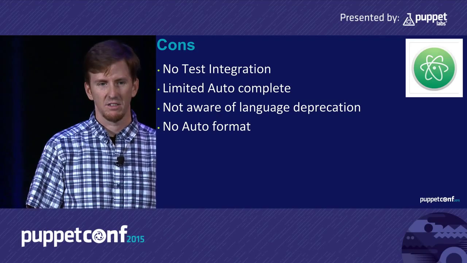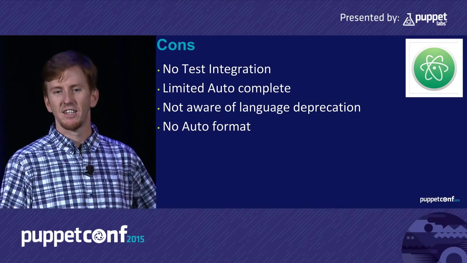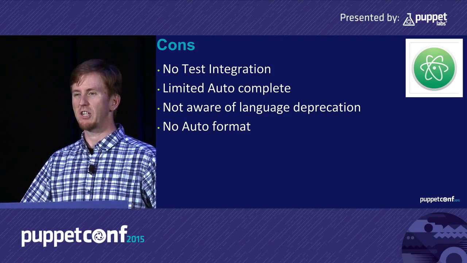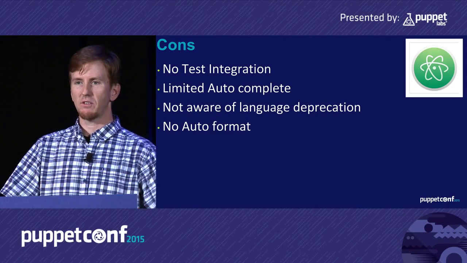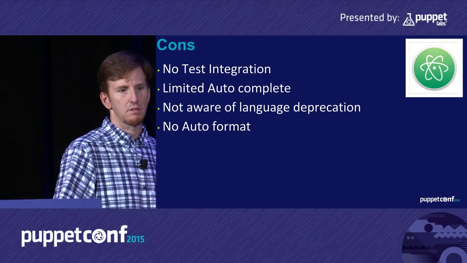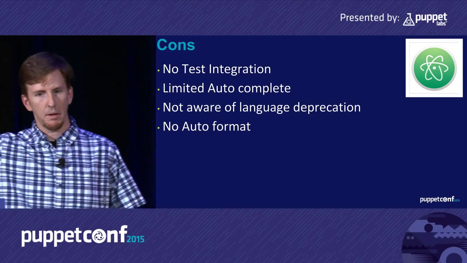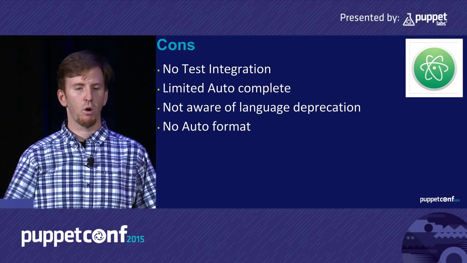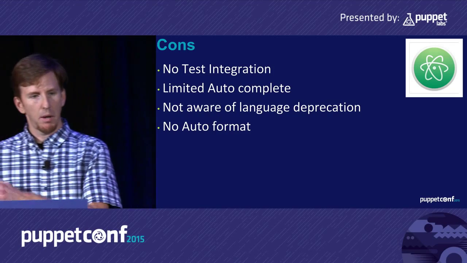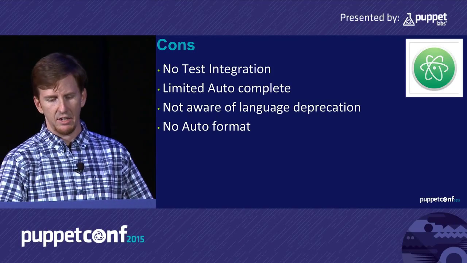There's no test integration. Can you run your tests from the actual IDE? Atom, specifically. Limited auto-completion. It doesn't understand scope beyond the current text file. And it's not aware of language deprecations. Like, if you're writing for Puppet 3, it doesn't understand what Puppet 4 code is going to be deprecated. It's not going to work anymore. Or that you're writing something that will only work on Puppet 4, but not work on Puppet 3 unless you have future parser enabled. There's none of that context. And limited auto-formatting.